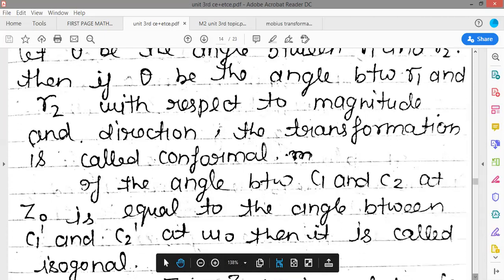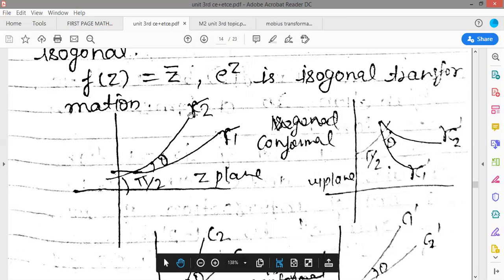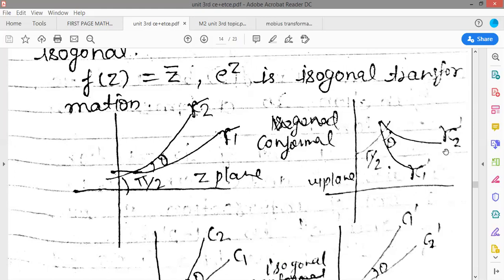Just wait a second. This one is your Z plane. So first we will understand by the figure. This is your Z plane, this is your W plane, and you have your gamma 1 and gamma 2 curves. In the W plane your curve will be changed into a new curve, gamma 1 dash, C1 dash. Take C1, C2, or whichever gamma you want. This is just your notation.